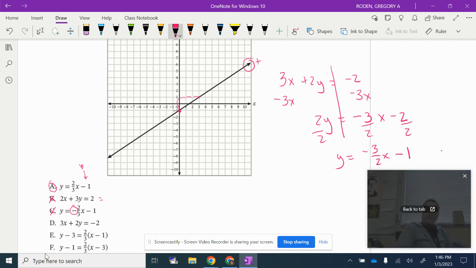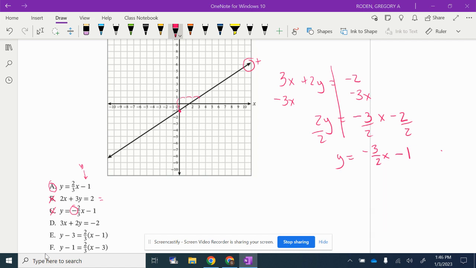Now, here's the problem here, guys. I'm going to just get rid of my face here. The problem is that this is a negative slope and this is a positive slope for A. So this will not work because it's a negative slope. So D, you don't work. All right, so now let's go to E.